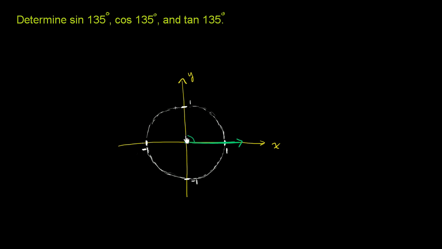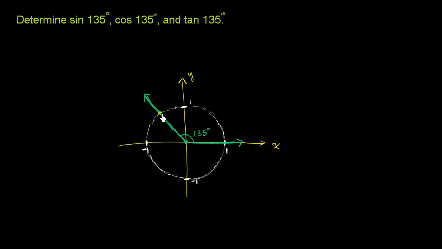If we go straight up to the y-axis, that gives us 90 degrees. We need to get to 135, so we have to go another 45. Takes us right about halfway, or exactly halfway through the second quadrant. So it takes us right over there. So that is a 135 degree angle.